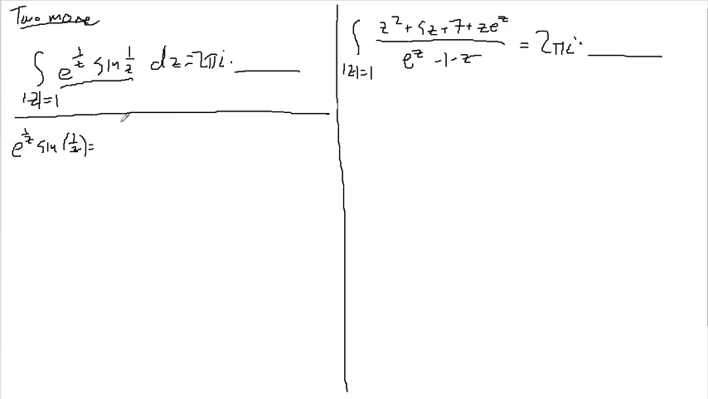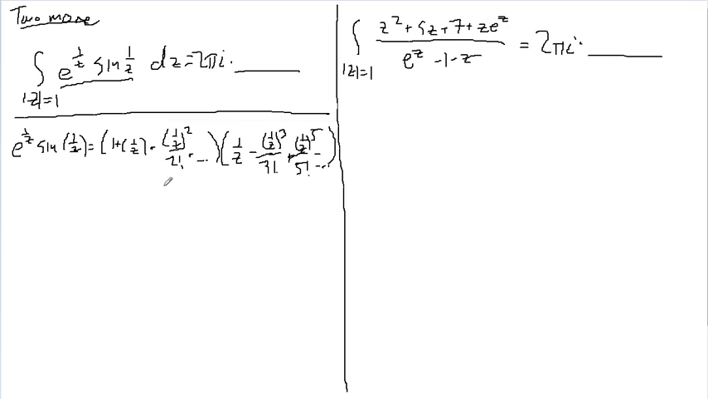The power series for e to the 1 over z is just going to be 1 plus 1 over z plus 1 over z squared over 2 factorial plus 1 over z cubed over 3 factorial, etc. The power series for sine of 1 over z is just 1 over z minus 1 over z cubed over 3 factorial plus 1 over z to the 5th over 5 factorial minus a whole bunch of other stuff.